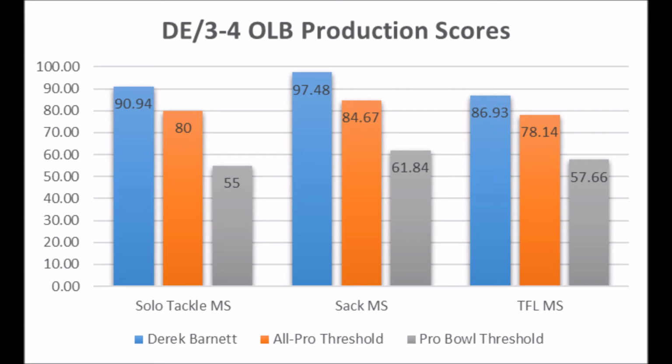And he also had a very high sack market share score, a 97.48. And since the 1989 NFL draft class, the bottom threshold, every single one of those All-Pro players had at least an 84.67 sack market share score. So Derek Barnett meets that threshold. Now, of course, with tackle for loss, he has an 86.93, which is above the All-Pro threshold for tackle for loss as well, and, of course, beats the Pro Bowl threshold too.